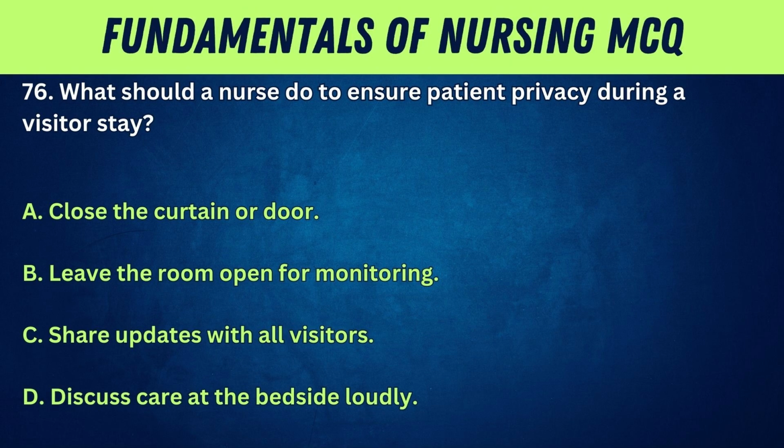76. What should a nurse do to ensure patient privacy during a visitor stay? A. Close the curtain or door. B. Leave the room open for monitoring. C. Share updates with all visitors. D. Discuss care at the bedside loudly.